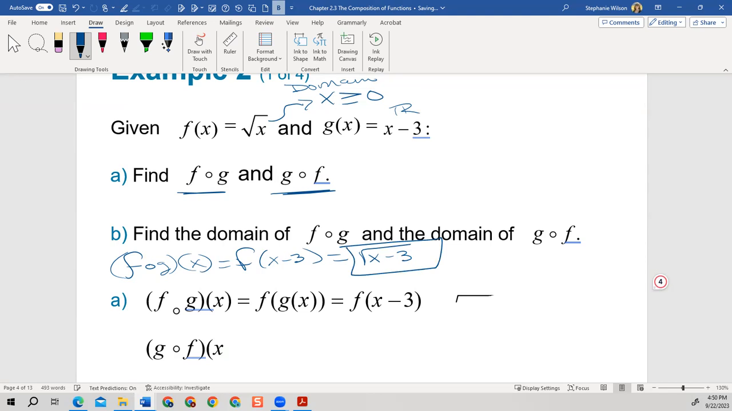So let's take our g of f. We got our g function, and everywhere I see my x, I'm going to plug in the square root of x because that's my f function. And now I got square root of x and then minus 3, and that's as far as that one will go down. There are no like terms that we can put together. All right.